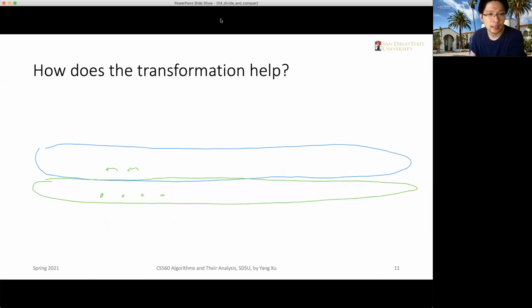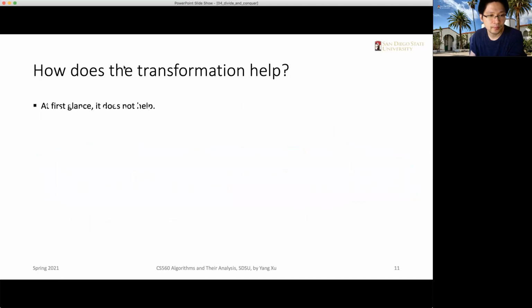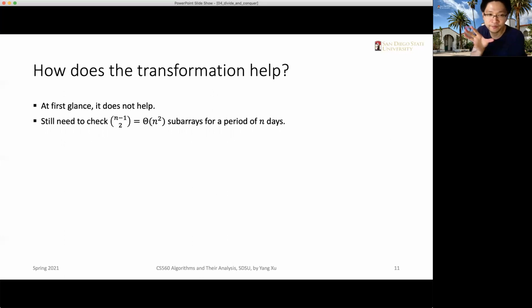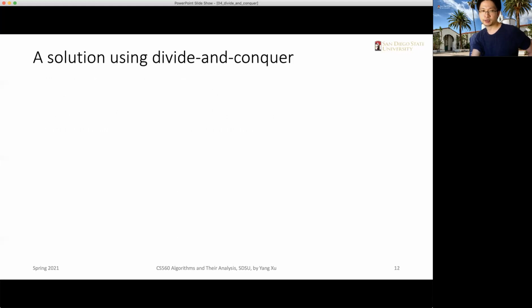So how does this information help? Maybe at first glance, it doesn't help because it's the same thing. If we want to find the maximum subarray, we still need to check that many possible subarrays for a period of n days, right? If we follow the same thoughts, it's still a lot of work to do. It doesn't change the nature of the problem. So we need to take a different approach. Let's try divide and conquer, rather than the brute force way.